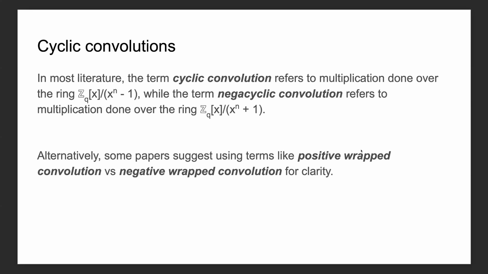Some notation to clarify here. The term cyclic convolution refers to multiplication done over the ring Zq[x] over x to the n minus 1. And negacyclic convolution means modulo x to the n plus 1. But in some other literature, they also use positive wrapped convolution and negative wrapped convolution, which essentially mean the same thing respectively. So it's up to you how you prefer to see this. For me, I think positive and negative wrapped convolutions are a clearer way to understand the notation here.